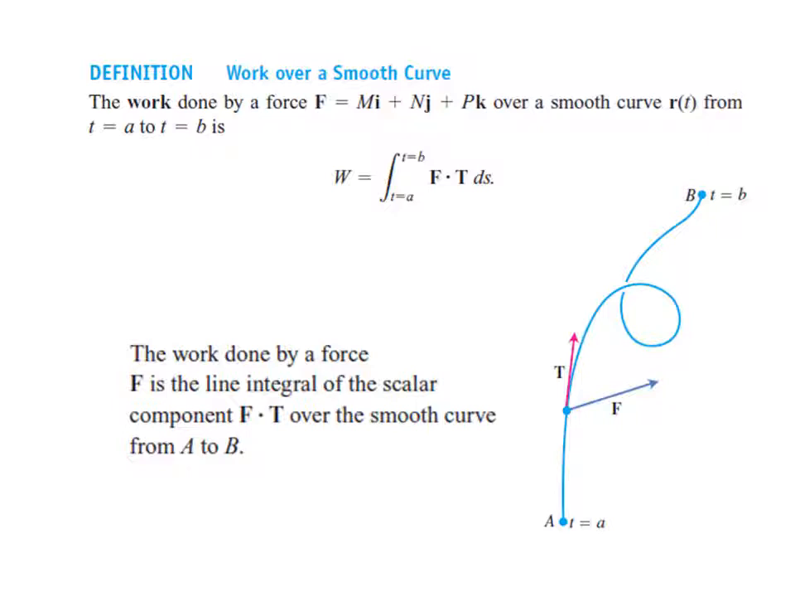The work over a smooth curve is defined by the integration from t equal to a to b of F dot T ds, which computes the moving of an object through some force, maybe electric force, maybe gravitational force, along with the tangent vector T. Here, work done is denoted by W.